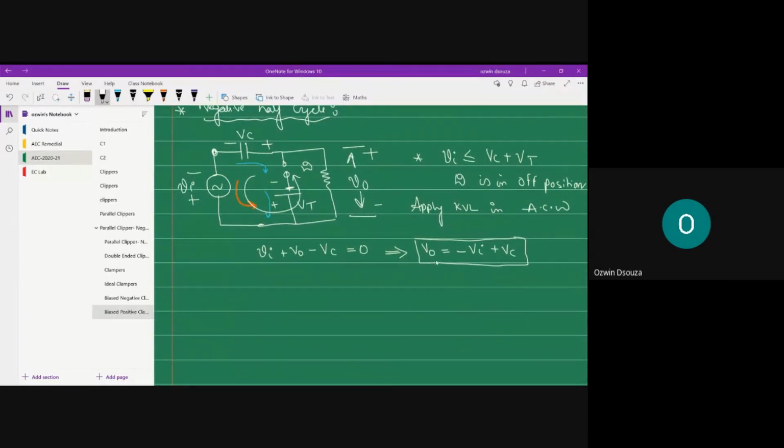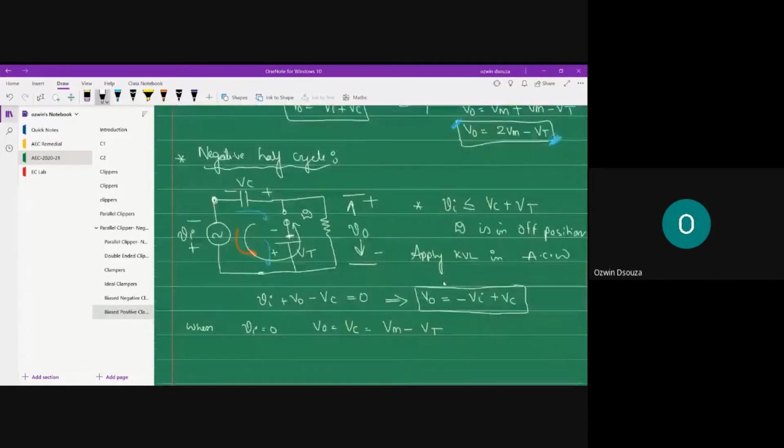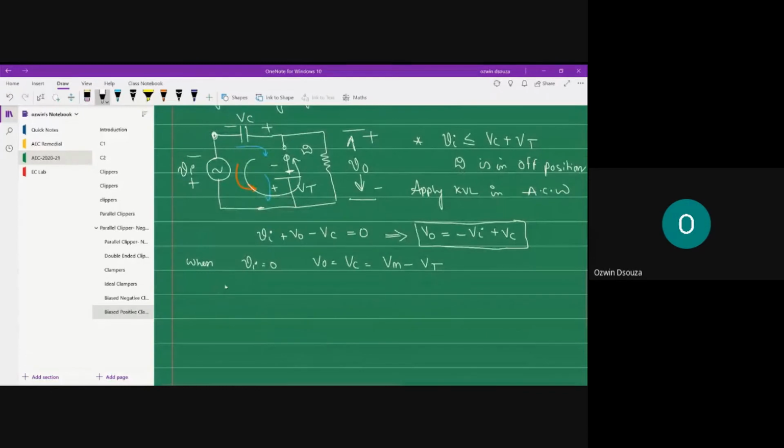Fine. V naught is equal to minus Vi plus Vc. So when your input is equal to 0, output as expected will be at Vc level. And what is Vc? Vc is Vm minus Vt. All right. On the other hand, when your input hits the negative peak value, Vm, your output will be at minus Vm plus Vc, or minus Vm.